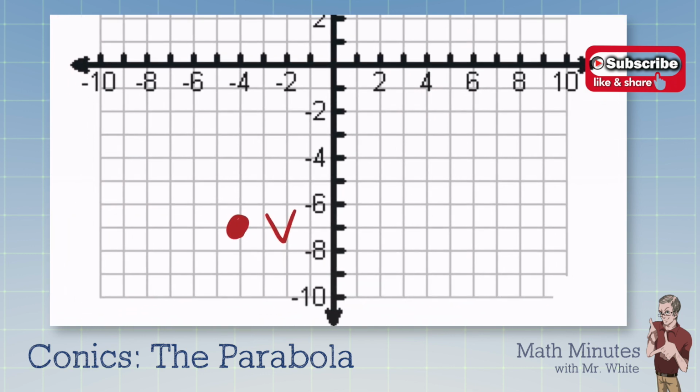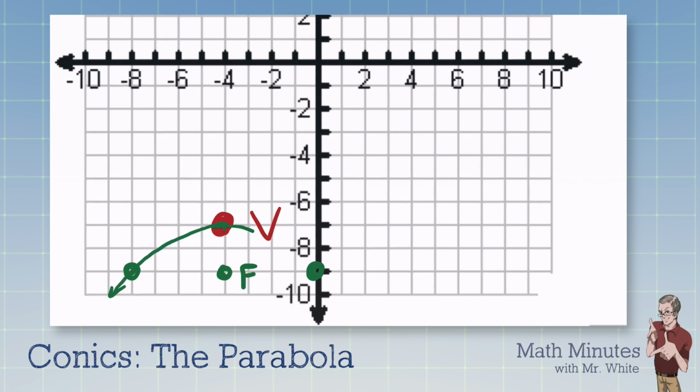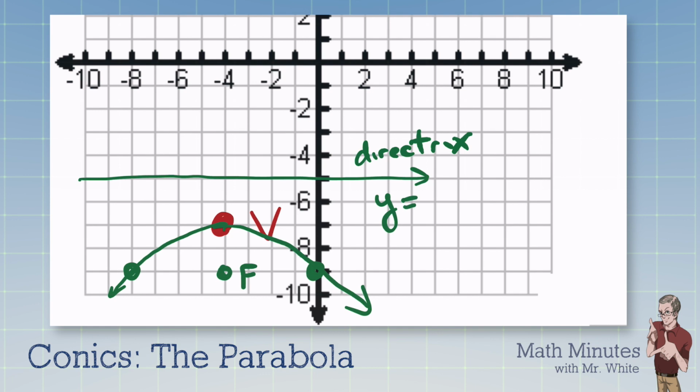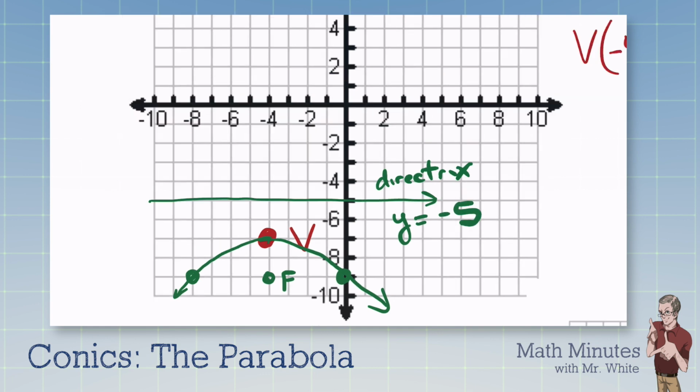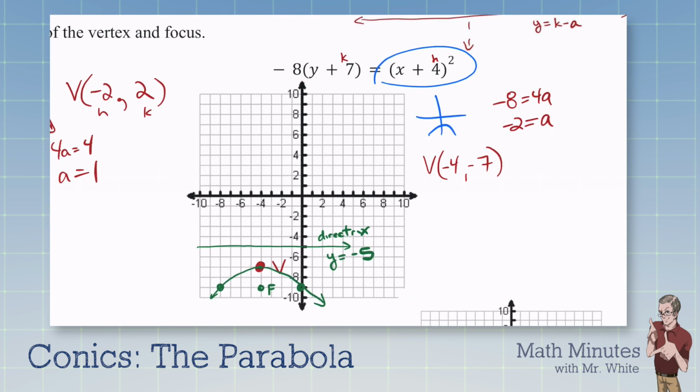So I start at the vertex and I just count down 2. There's my focus. And then I go 2a in either direction. Remember, a was -2, so I went over 4 in either direction. And there's my parabola. And then the directrix would be up here. This would be the directrix, and that's at y equals -5. All right, very good.